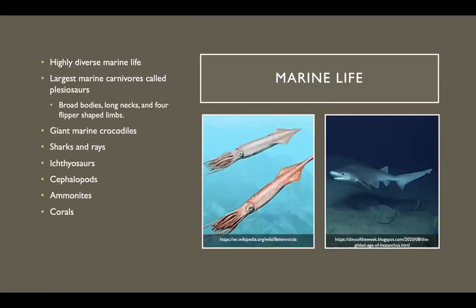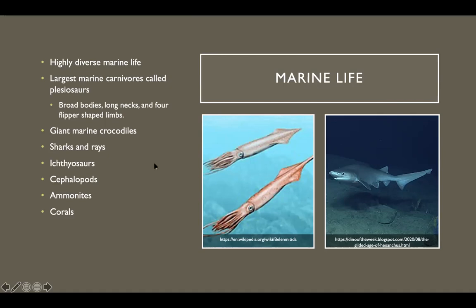So marine life was highly diverse, and the largest marine carnivore was called Plesiosaurus, which had a broad body, long neck, and four flipper-shaped limbs. And there were also giant marine crocodiles that ate fish, and they were able to go island to island. And we know this because we can find the fossils of them in different locations. Sharks and rays were actually around during that time as well. This is a six-gill shark in present time, but sharks like this were around during the Jurassic period.